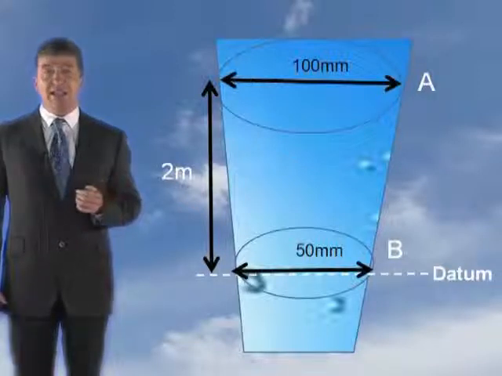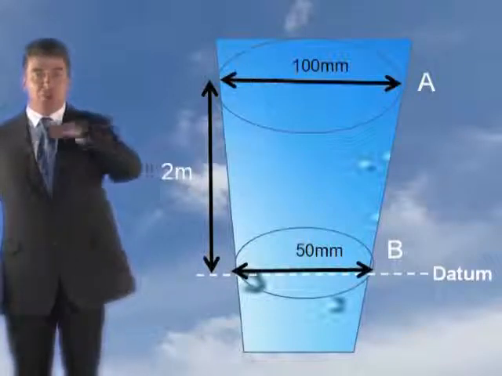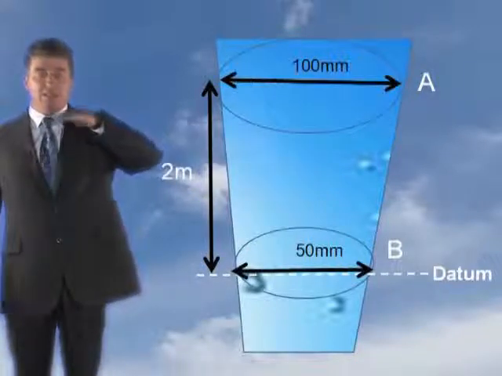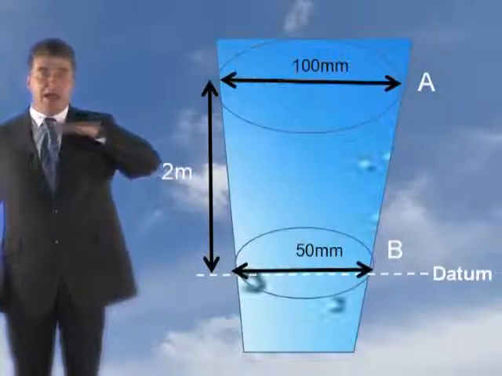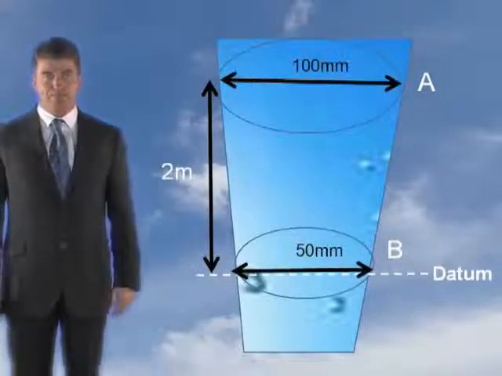Where are you going to take your datum? Your datum has got to be level with B. At the bottom, point B. So point A is at the top, point B is at the bottom, and that's your datum line. Your datum line is level with point B.